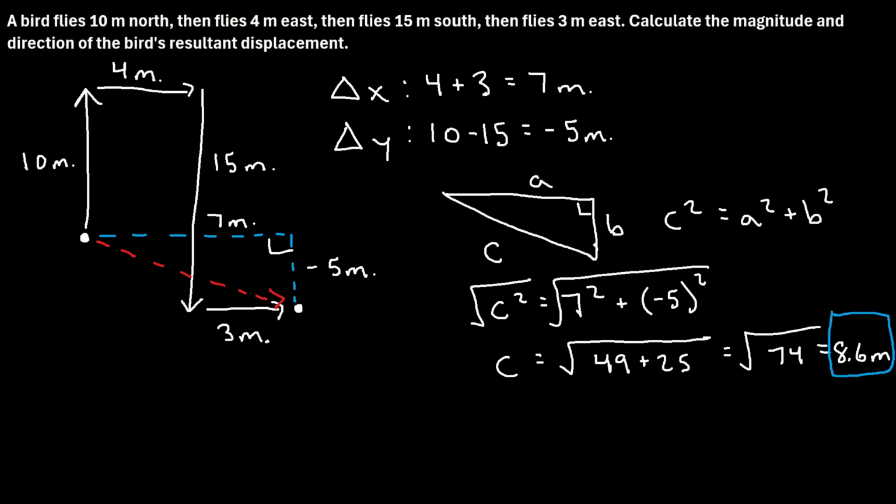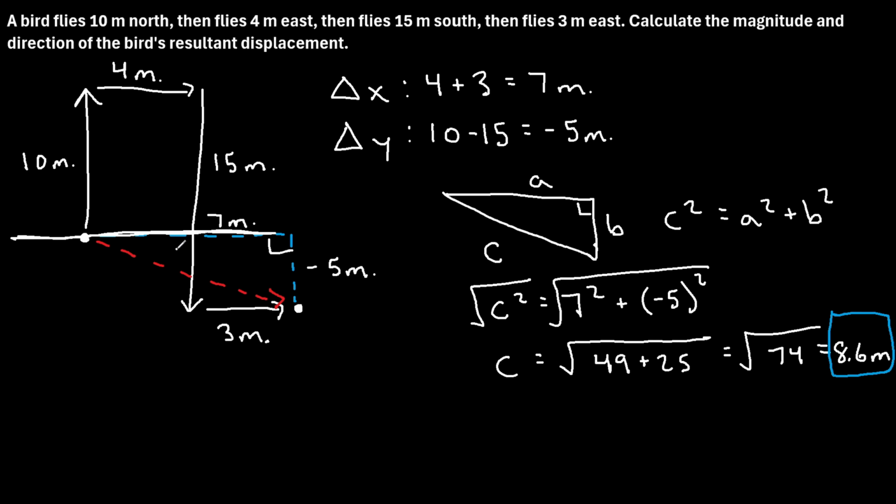Now we also want to know what is the direction of the resultant displacement. So when we talk about direction, we're always talking about what is the angle relative to the positive x-axis. So if our bird starts right here, if we imagine that the x-axis is right here, and this is the positive x-axis, when we're trying to find this angle right here, we're trying to figure out what is the angle relative to the positive x-axis. So what is this angle? So how can we find that?